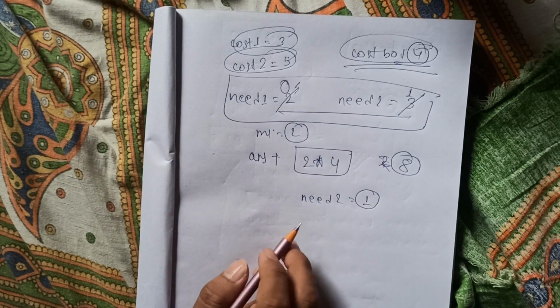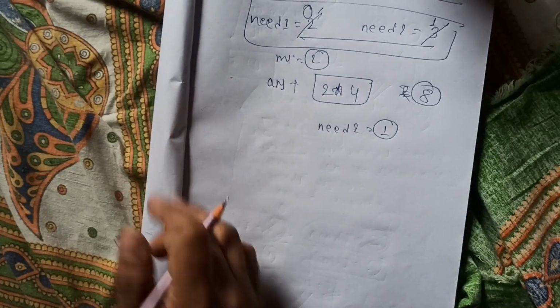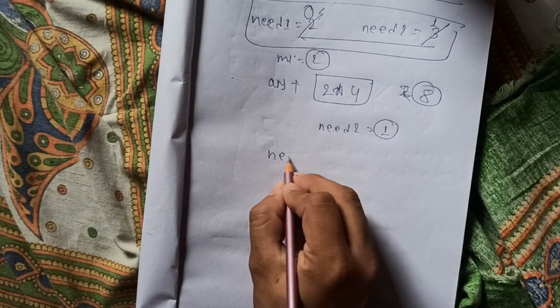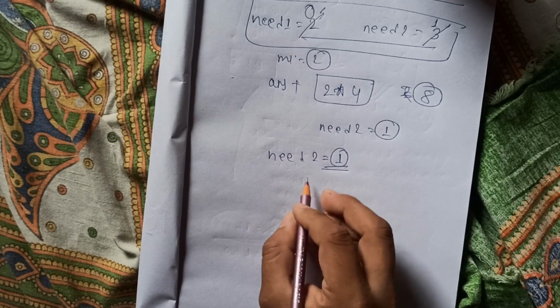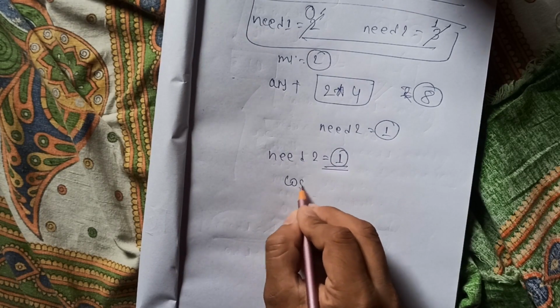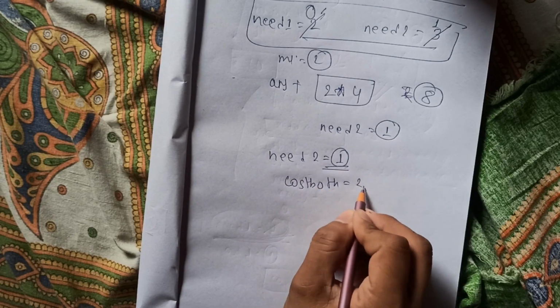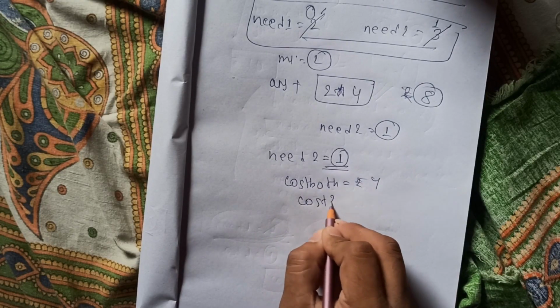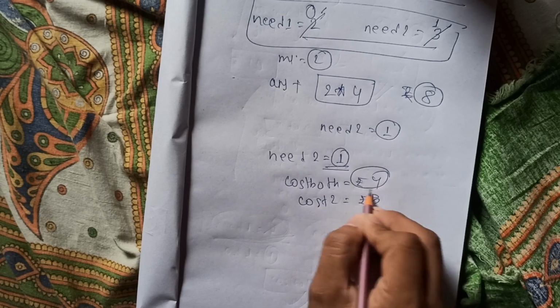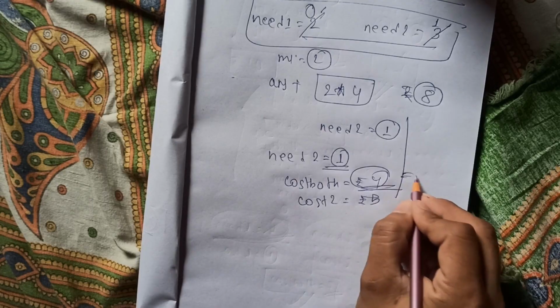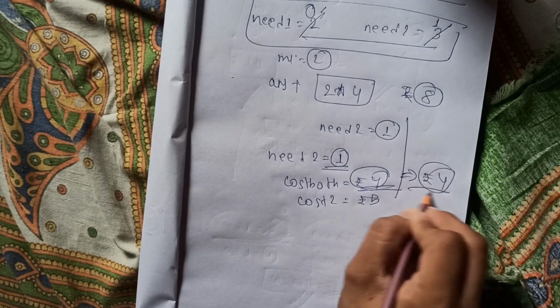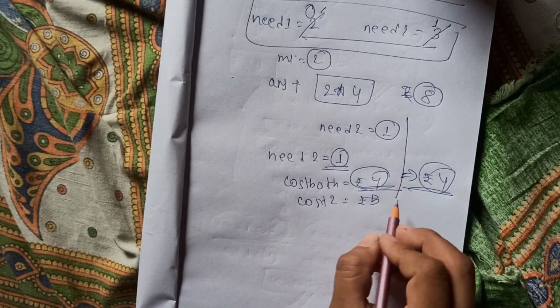You will write a code, but the logic is intended, I think it's clear, right? So need 2 is 1, right? And the value, so which one should you use? Should you use cost both, it is 4 rupees, or should you use cost 2, it is 5 rupees? Definitely you should use 4 rupees, right? This is the most greedy approach which should come to your mind. So you will use 4 rupees at this point, and your answer becomes 12.